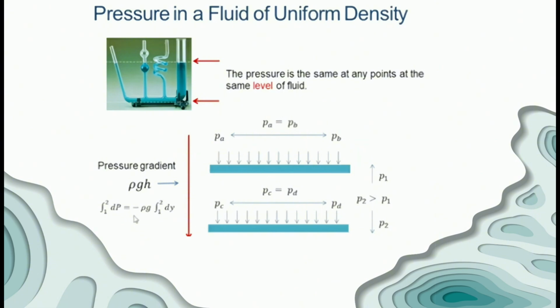Because if this is our pressure 1 and this is our pressure 2, let's keep in mind that pressure 2 is greater than pressure 1. Why is that so? It is because of the weight force that is influenced by the density and gravity. So one example in a class is cellophane or anything like cellophane.